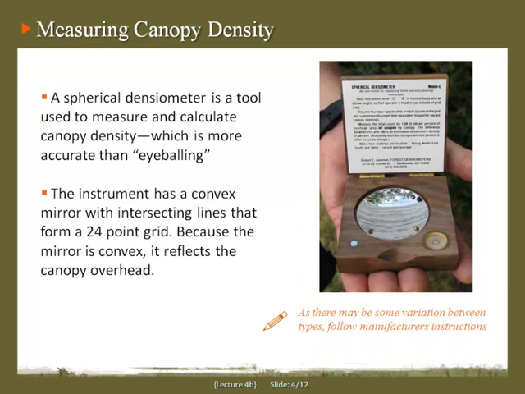A spherical densiometer is a tool used to measure and calculate canopy density, which is more accurate than eyeballing a site. The instrument has a convex mirror with intersecting lines that form a 24-point grid. Because the mirror is convex, it reflects the canopy overhead.